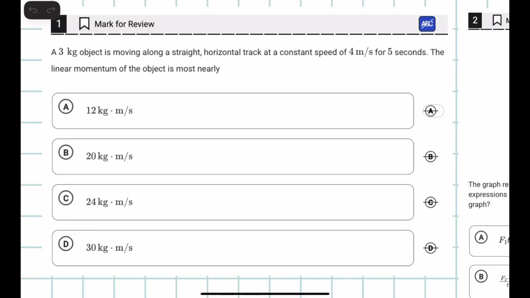We're going to be doing some Unit 4 AP Physics 1 practice problems. So let's say a 3 kilogram object is moving along a straight horizontal track at a constant speed of 4 meters per second for 5 seconds.